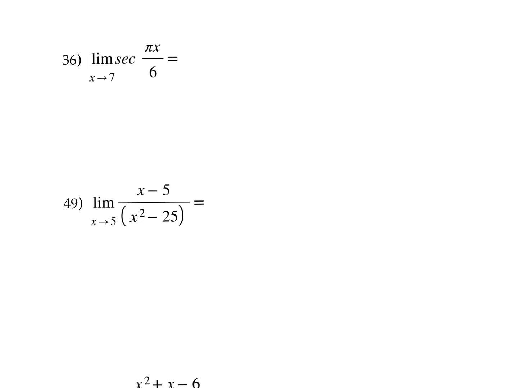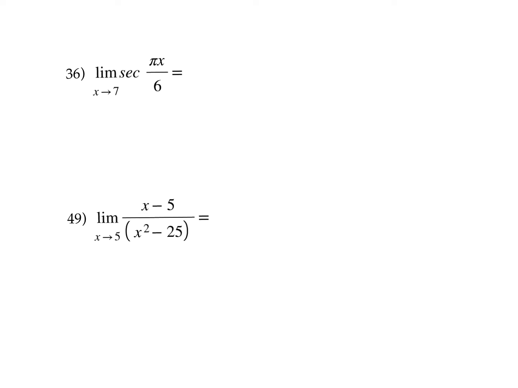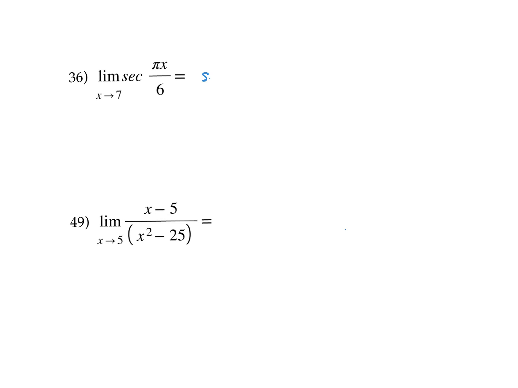Okay, so we've got a secant function. We know that secant is undefined in places. It's the reciprocal of cosine, and since cosine is equal to 0 at pi over 2 and 3 pi over 2, secant would have asymptotes at pi over 2 and 3 pi over 2. We don't have to worry about that in this particular case because when we plug in 7, we realize we're finding the secant of 7 pi over 6 and not a multiple of pi over 2. So we're going to be using trig exact values.